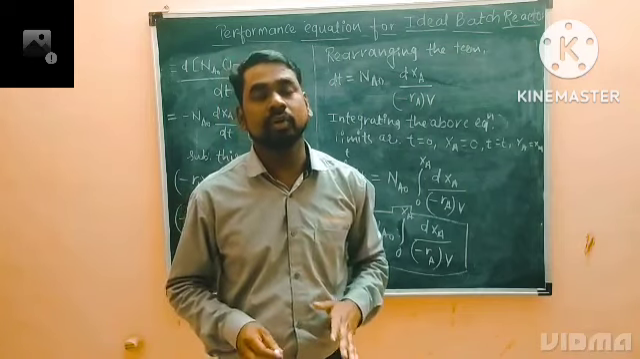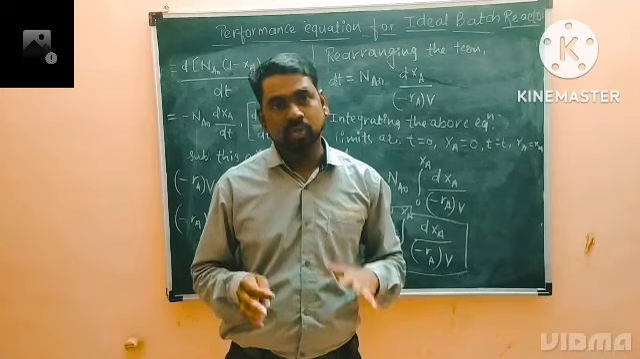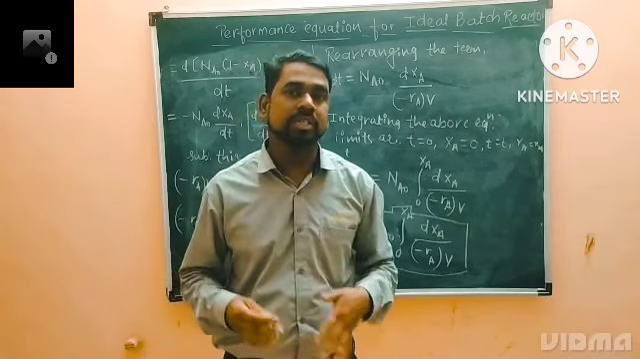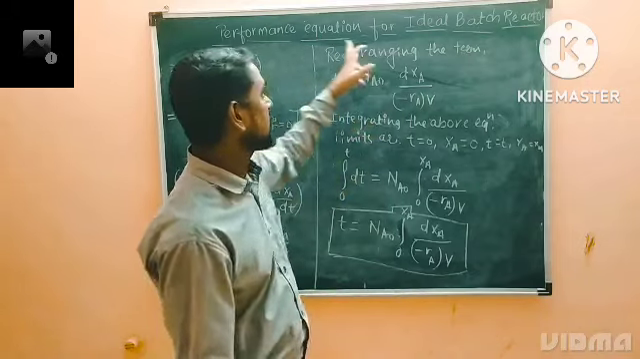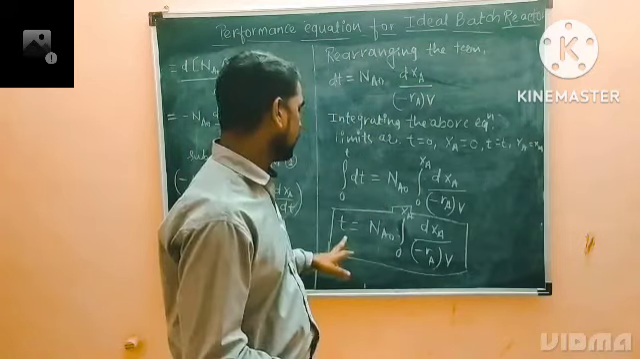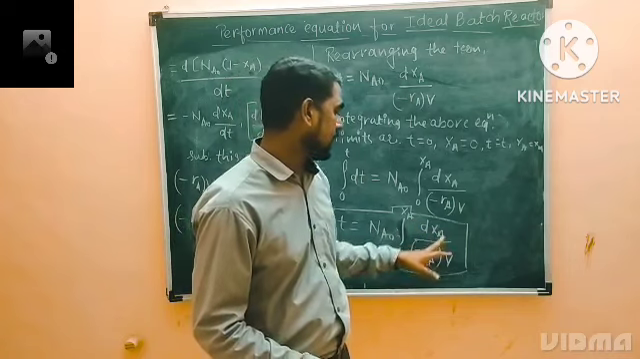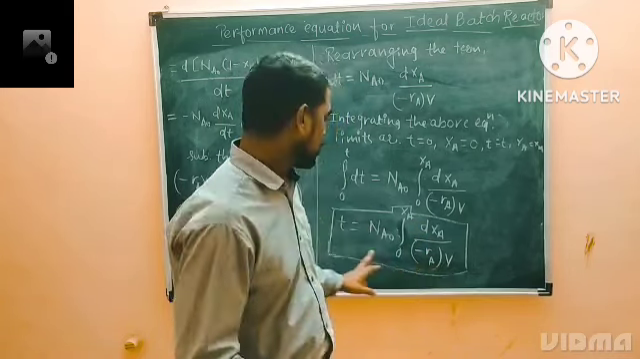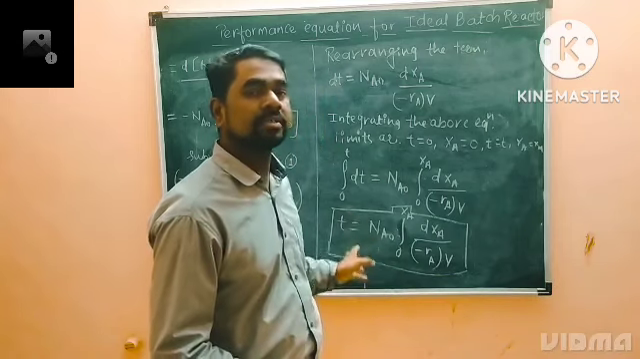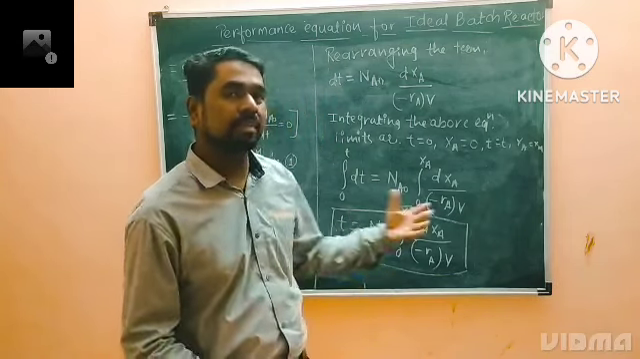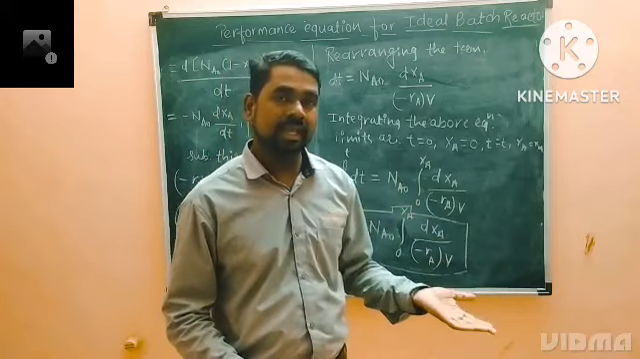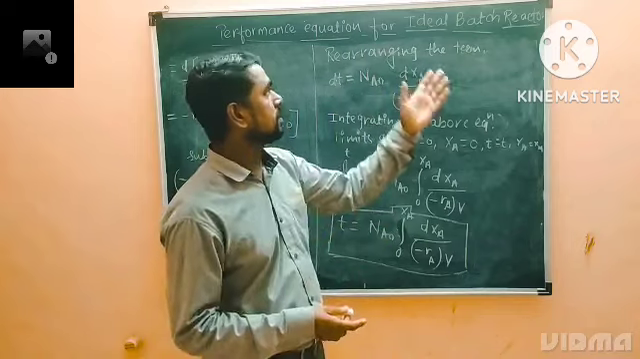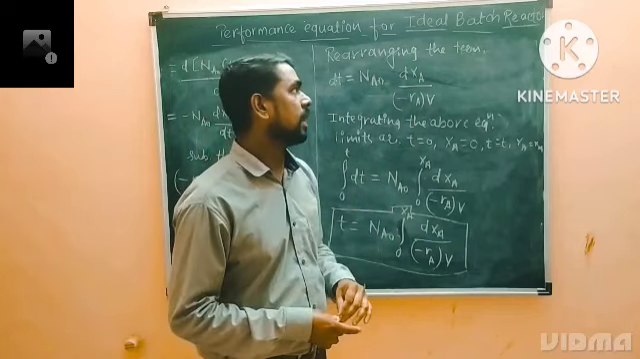It's very important to find the volume, and this volume requires the particular performance equation. This is the performance equation of the ideal batch reactor: t is equal to NA0 integral from 0 to Xa of dXa upon minus RA into V. This is the time required, and we apply it when designing the ideal batch reactor. Okay, I hope you understand this performance equation for the ideal batch reactor.